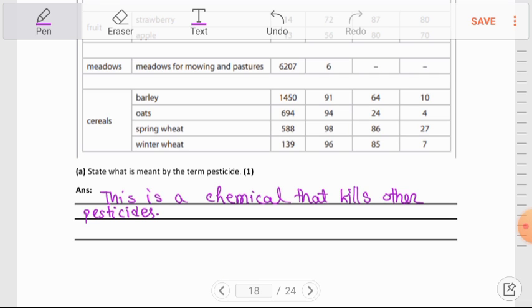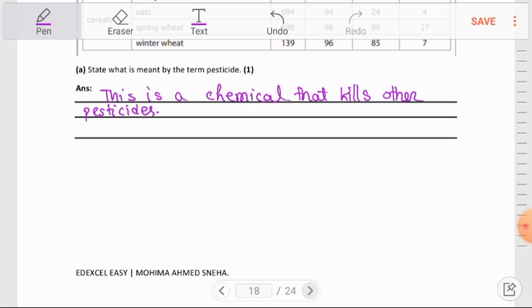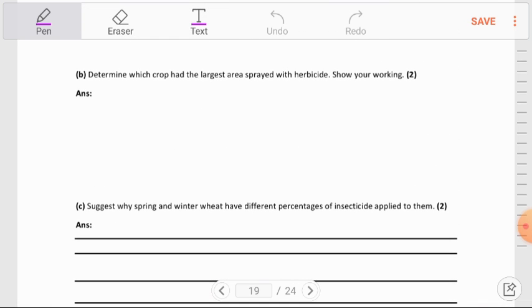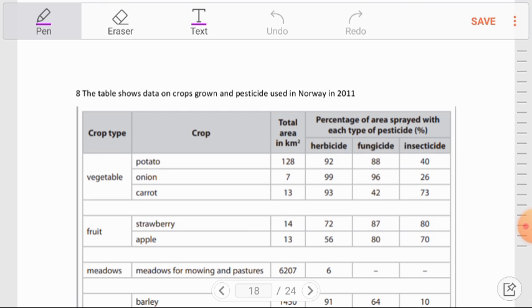With this, our 8A ends. Moving to 8B. Determine which crop had the largest area spread with herbicide. Show your working. So we need to find the crop which has the highest area covered with herbicide.